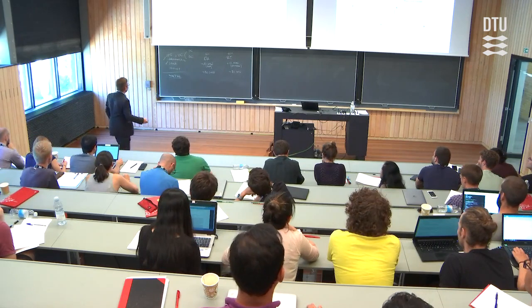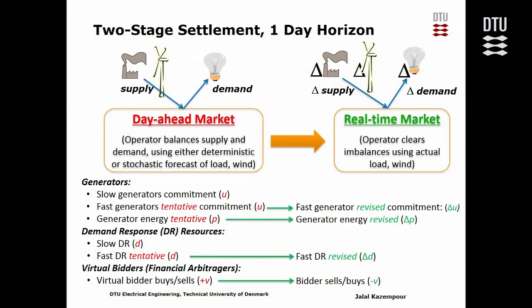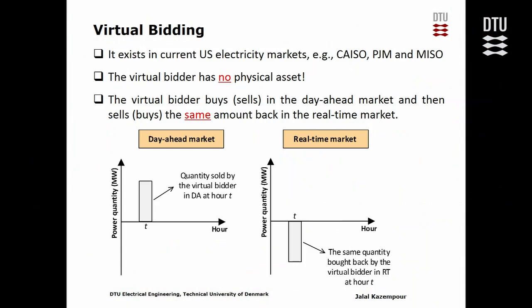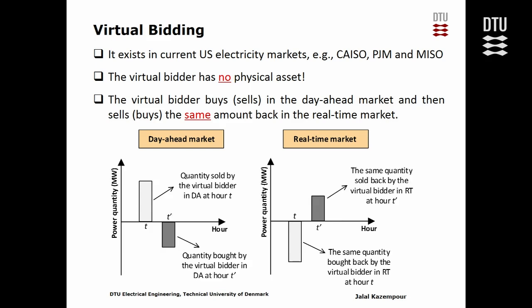Okay. So assume that this is the day ahead, and this is the real time. In hour T, if the virtual bidder would like to behave as a generator, this is the quantity the virtual bidder sold, then exactly that amount in the same hour the virtual bidder should buy. Or vice versa. In hour T prime, if it acts as a load and buys something, it should sell exactly that amount again in the real time, in the same hour. Do we have agreement on it?